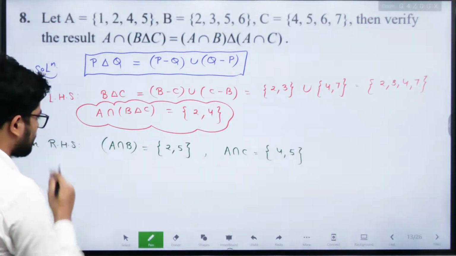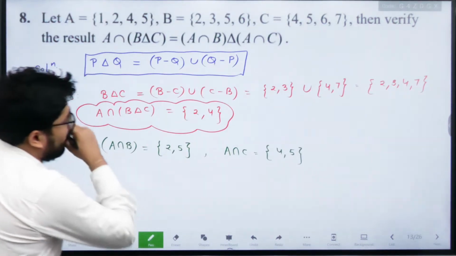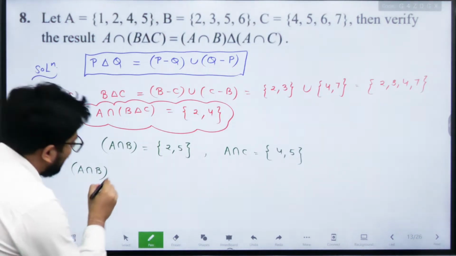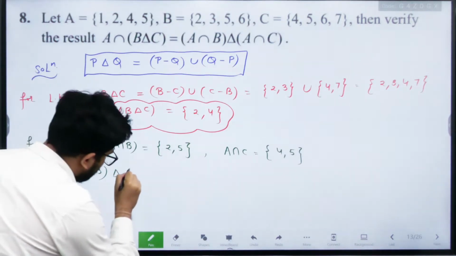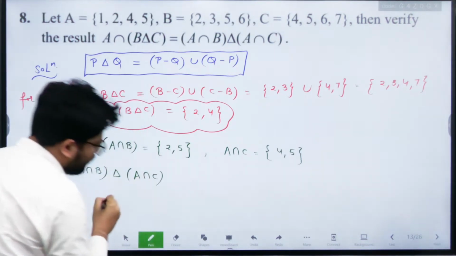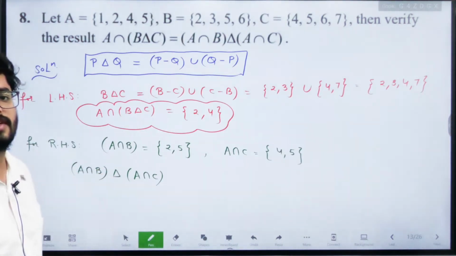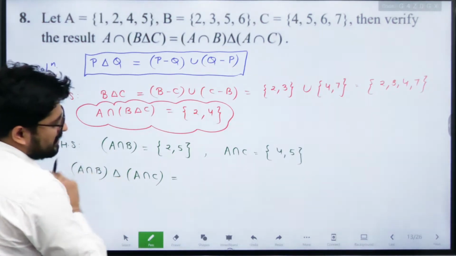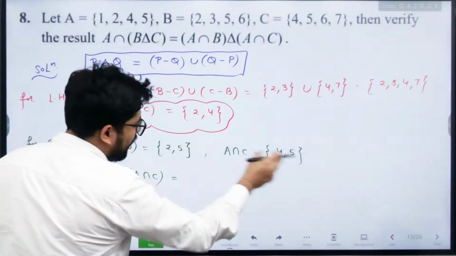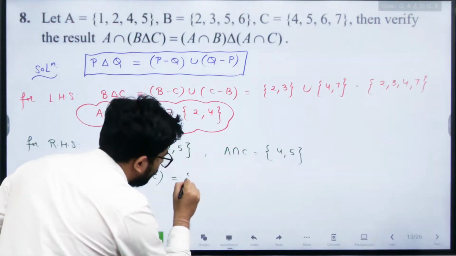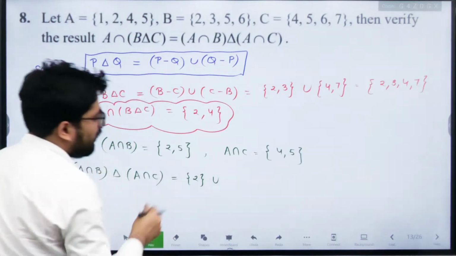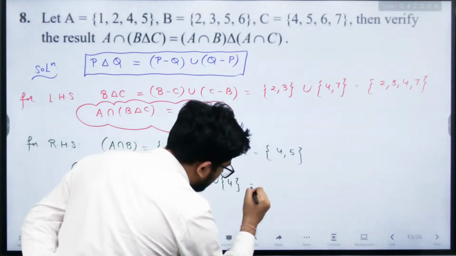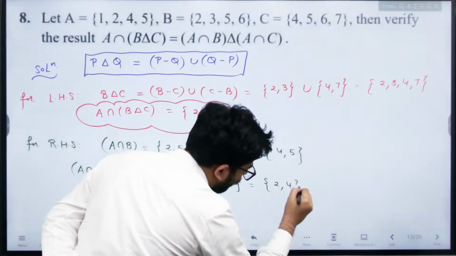Okay, no problem. Next, you have to find now A intersection B delta A intersection C. This is known as symmetric difference. So this thing is A intersection B minus A intersection C, which is 2. Union A intersection C minus A intersection B, that is 4. So this thing is 2, 4.